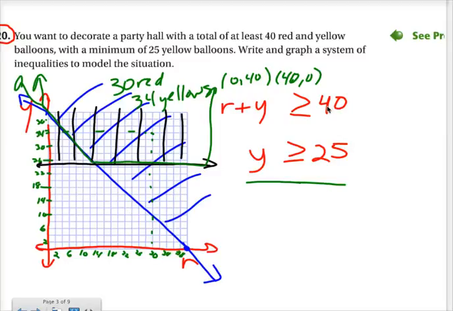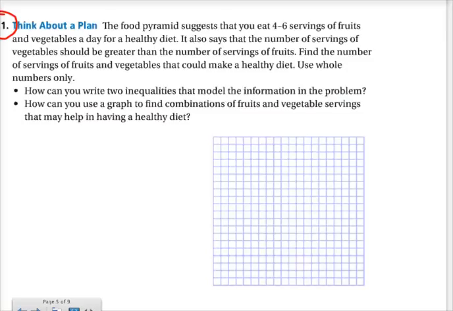And then the next one that I thought you might need help with was another word problem here, and this one was about the food pyramid. It says the food pyramid suggests that you eat 4 to 6 servings of fruits and vegetables a day for a healthy diet. It also says that the number of servings of vegetables should be greater than the number of servings of fruit. Find the number of servings of fruits and vegetables that could make a healthy diet. Use whole numbers only. And this is a problem that I used to hear from students, that they actually had to do this in their health class, come up with a poster about the food pyramid.